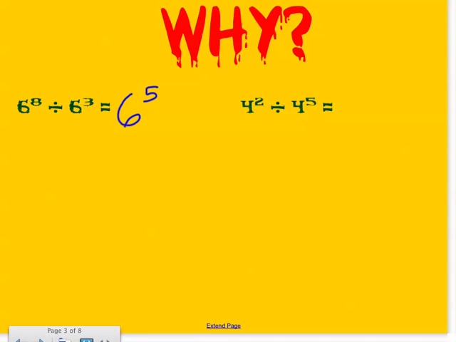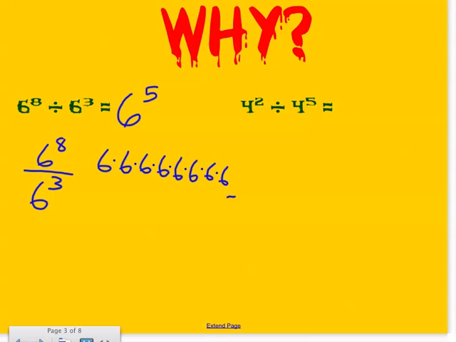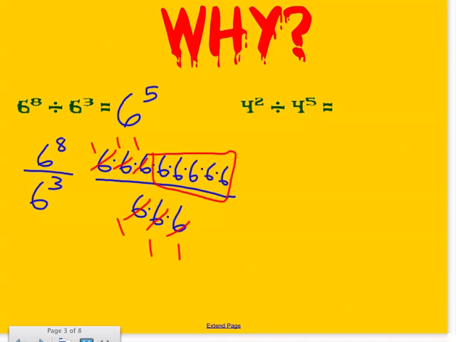The reason is because 6 to the 8th divided by 6 to the 3rd is really like a fraction with 8 sixes on the top and 3 sixes on the bottom. So these sixes can cancel out to ones, leaving us with 5 sixes in the numerator, which is just 6 to the 5th.